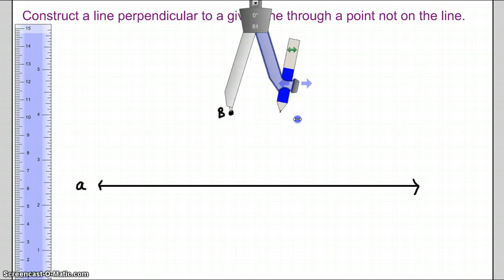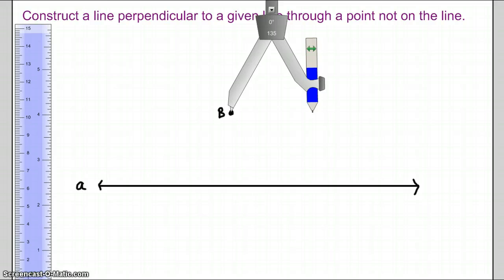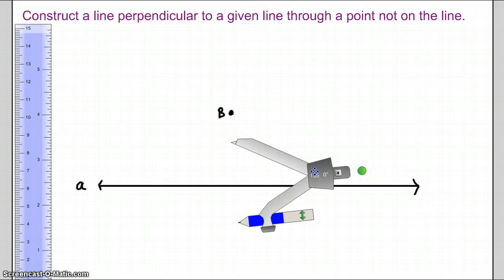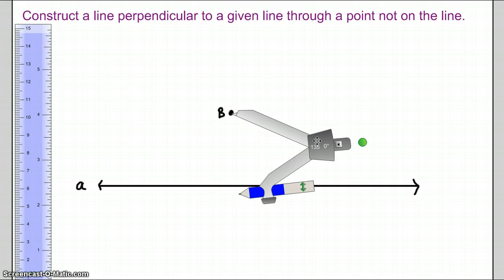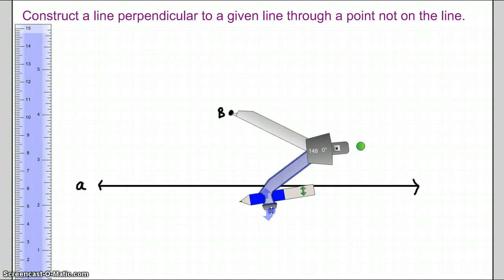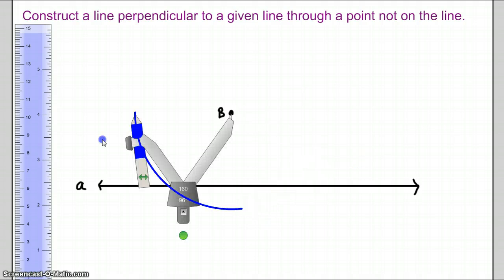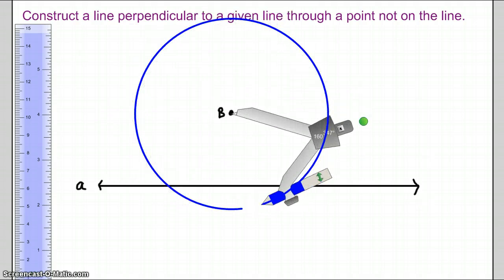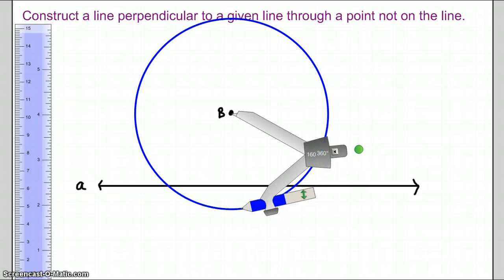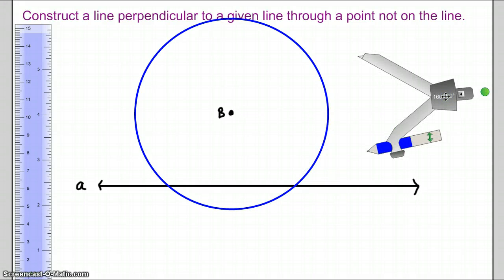Once again, you're going to find, and if you turn your compass, and I'll show you here, if you turn your compass so it's facing downwards, this might be a little bit easier for you. Find a letter that when you make a circle, it's going to intersect that given line. Okay, so this all depends on how far B is from the given line. And I'm just going to slide my compass out of the way so you can see.